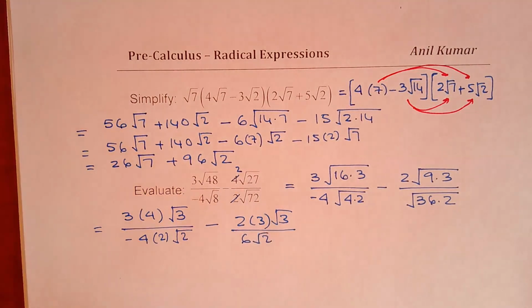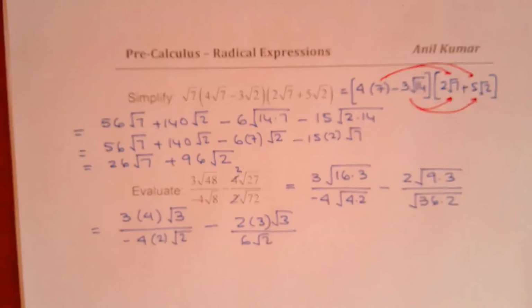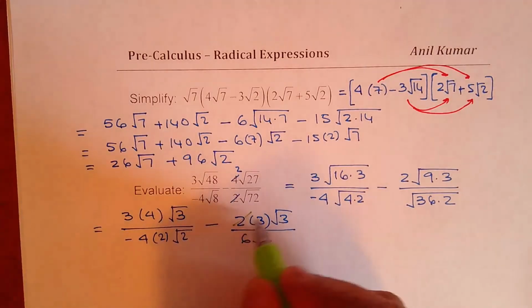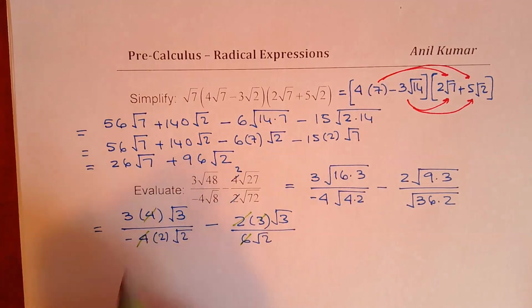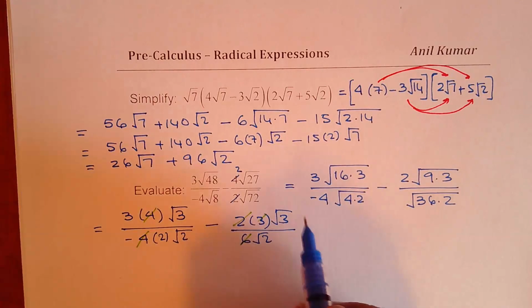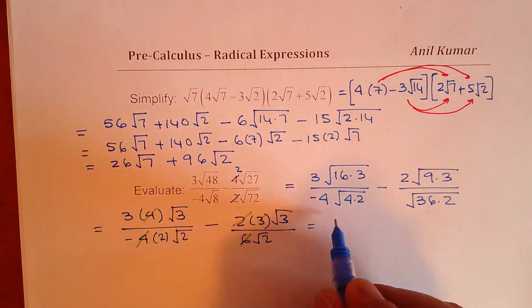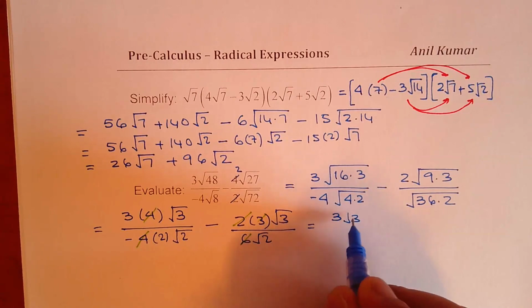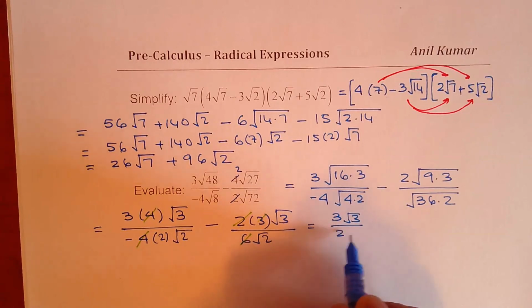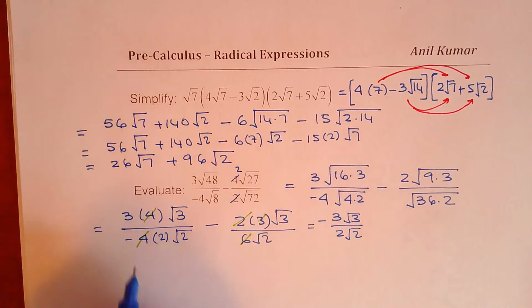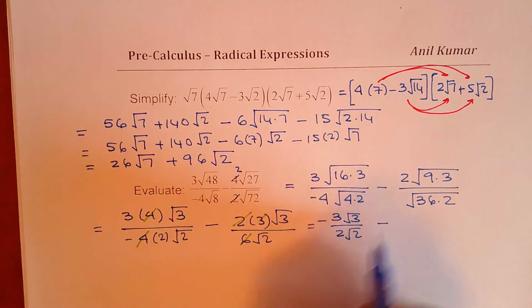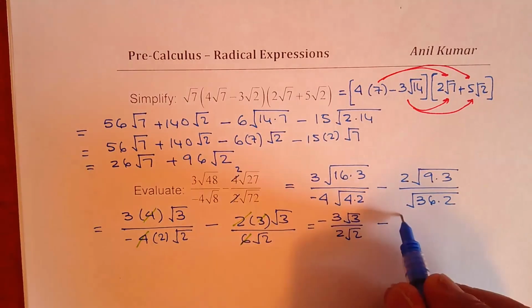Now this can be further simplified, and then we'll take common denominator. 2 times 3 is 6, that gets cancelled, 4 and 4 gets cancelled. So what we get now is equal to 3 square root 3 over 2 square root 2 with a negative sign, right? And negative of square root 3 over square root 2.